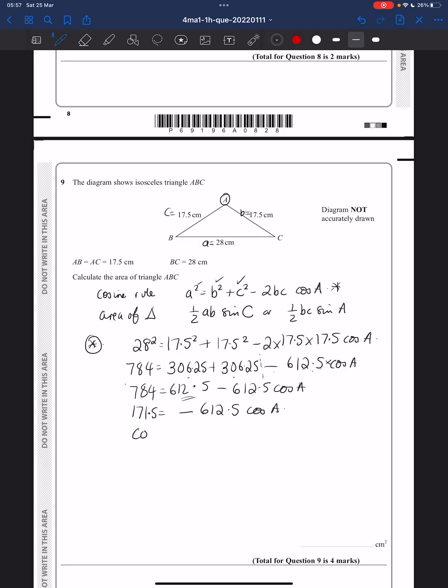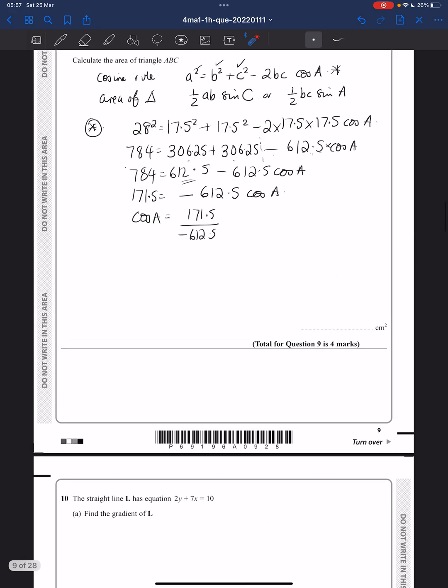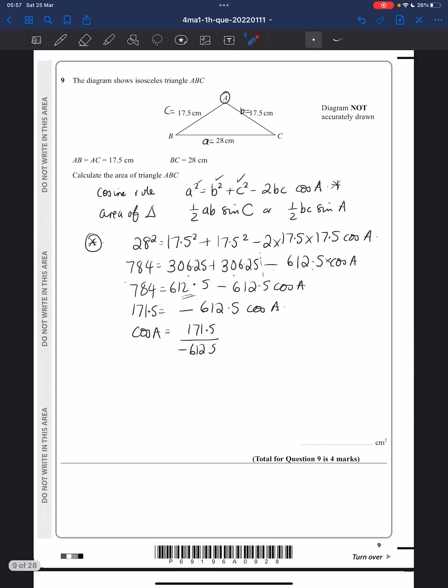Right, so cos A is 171.5 divided by minus 612.5. So divide both sides by that. Forget what cos A is. Cancel, come back. Right, divided by minus 612.5. And that comes up as minus 0.28. Okay, so now we've got to do A is cos inverse minus 0.28.